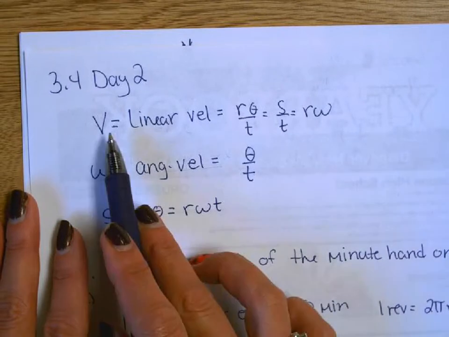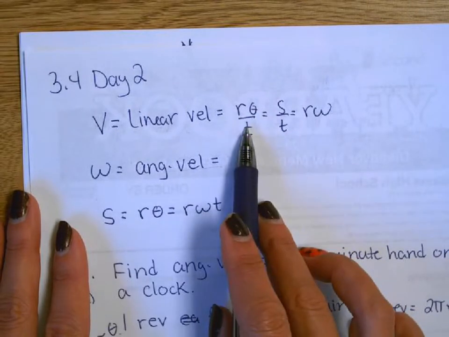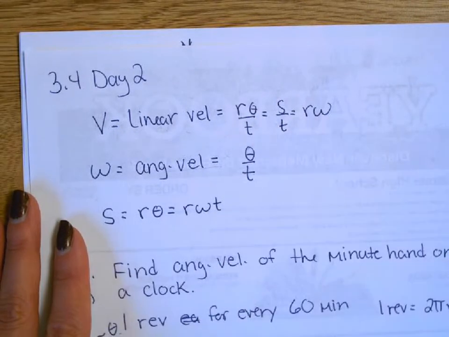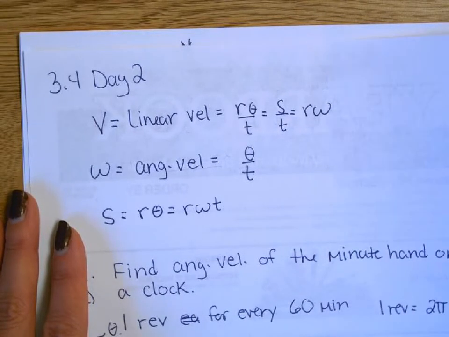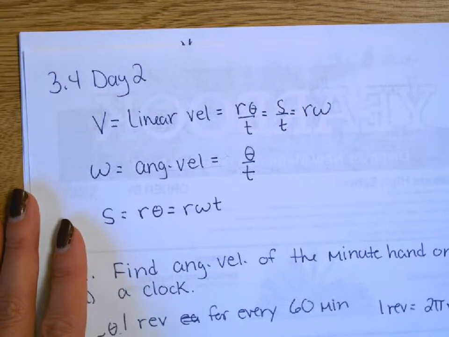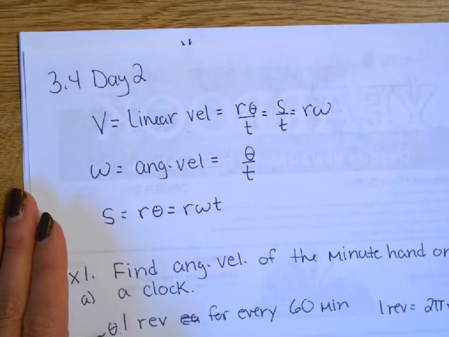So if I look at my formulas for big V, I've got r times theta over t, s over t, and r times w. Which one would I want to use? What else do I need to know? The radius. What is the radius on a clock? It depends on the size of the clock. On that clock there, we're looking at the length of the second hand. That's the radius. So let's estimate it. How long do you think that second hand is?